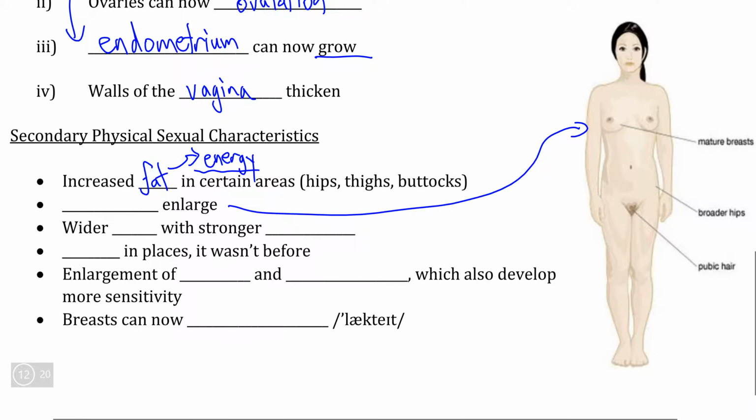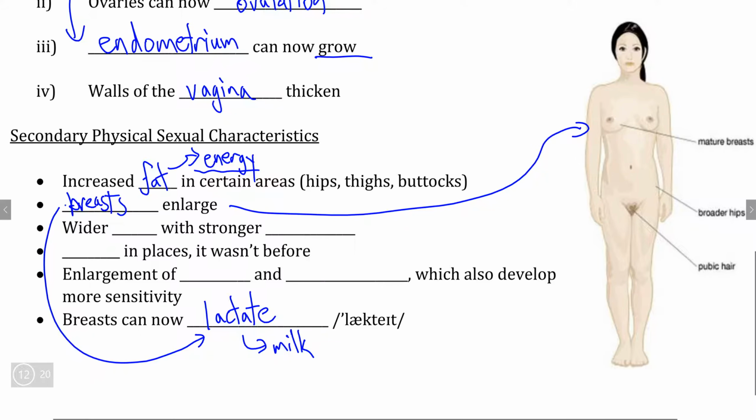Probably the most obvious, or at least distinctive, feature of females in sexual maturation is the enlargement of the breasts, and this is tied to the breast's ability to lactate, which is the process of producing and releasing milk, which of course is how females feed a newborn baby. Now, naturally, the process of birth is very, very important for females, so having wider hips with stronger muscles within the hip area as well as within the uterus, obviously, are both necessary in order to accommodate the process of giving birth.